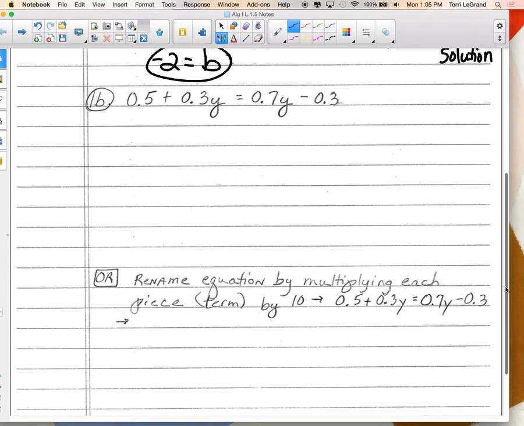Do we need to simplify first of all? Any simplifying need doing? Any like terms on the same side? Any distributive property to do? No. So then, now what? Okay, Tessa, what do you want to do? Subtract 0.3 on both sides. Subtract 0.3?